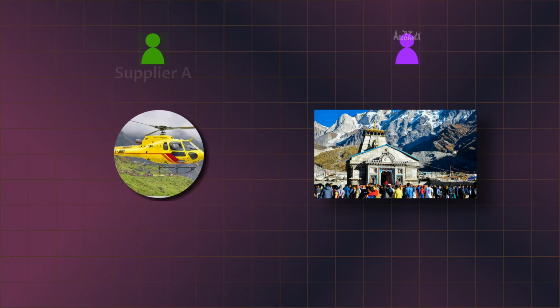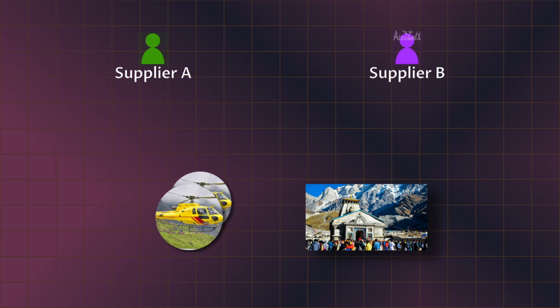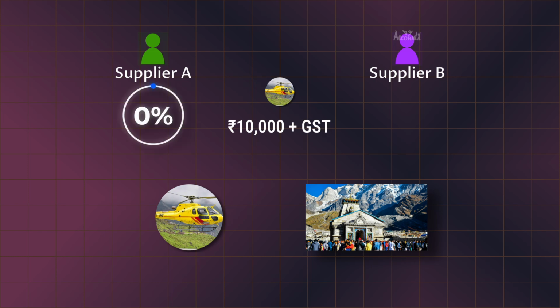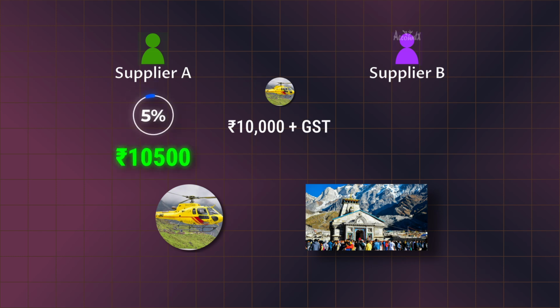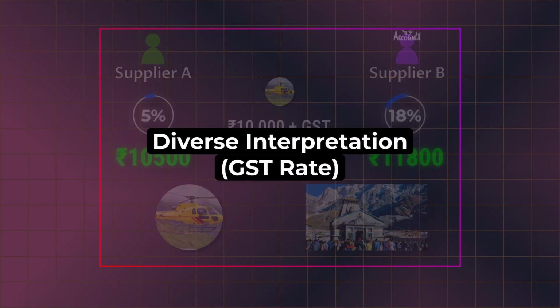There are two suppliers, A and B. Both offer passenger transportation service by helicopter. Both charge 10K per trip plus GST. While A charges 5% GST, so you would pay 10.5K. B charges 18% GST, so you would end up paying 11.8K. Which one would you choose? Of course, A. This is the clear example of diverse interpretation of rate of GST.